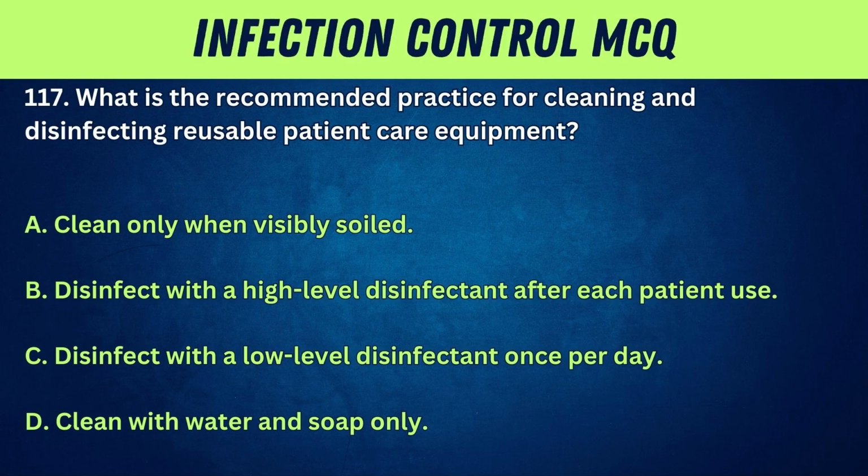117. What is the recommended practice for cleaning and disinfecting reusable patient care equipment? A. Clean only when visibly soiled. B. Disinfect with a high-level disinfectant after each patient use. C. Disinfect with a low-level disinfectant once per day. D. Clean with water and soap only.